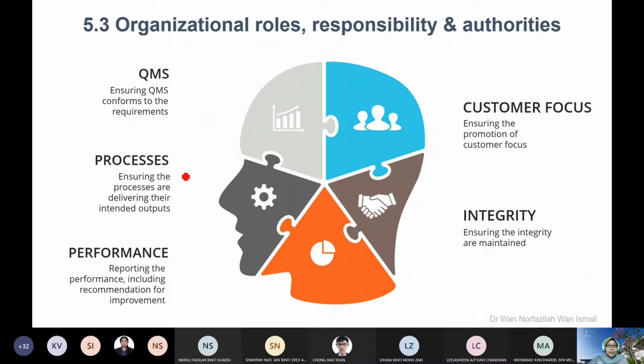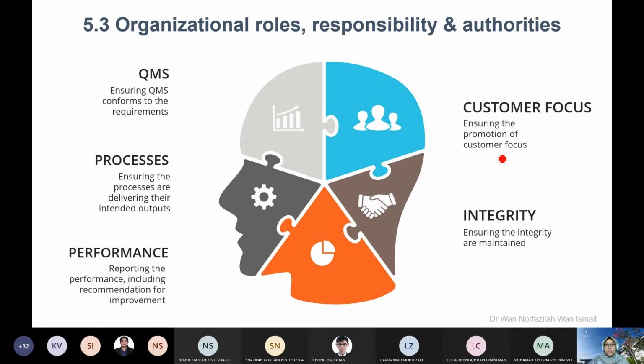And then process, the leader should ensure the processes are delivering their intended outputs. This one is very straightforward. And then performance, reporting the performance including recommendations for improvement. So we are still talking about the PDCA cycle. Once you deliver the process, you need to come up with the performance and also recommendations for improvement.